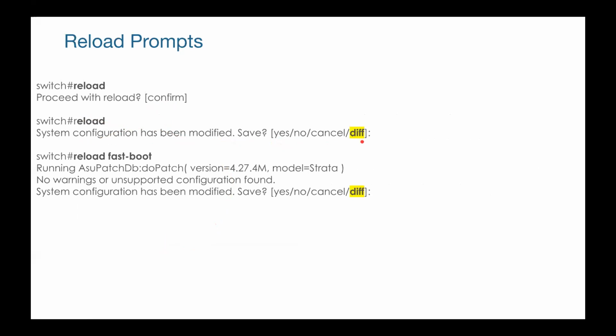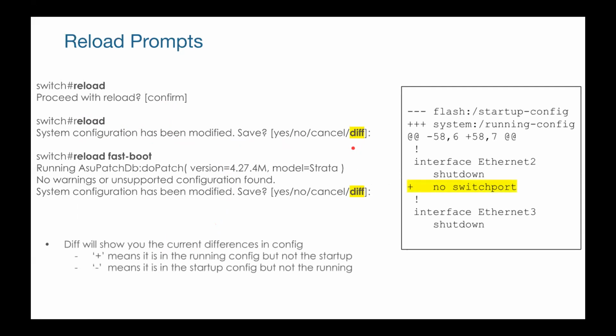Or something I like a lot, it's really cool. We have this diff command. And diff will show you the differences in your configurations. So if you run the diff command like I have in my example here, if you have plus, it means it's in the running configuration, but not the startup. Minus is the opposite. It means it's in the startup, but not the running. So in my example here, I have a plus next to my no switchport. So in my running configuration, I had this, but not my startup. So it's just useful for identifying that difference before you decide if you want to save or not.